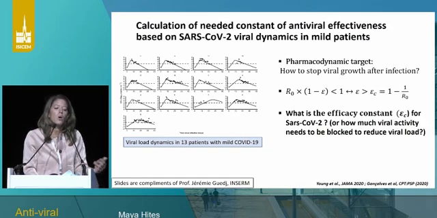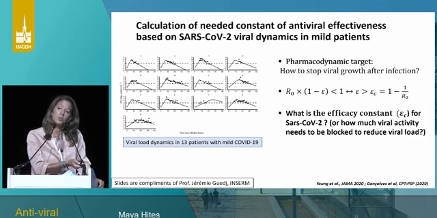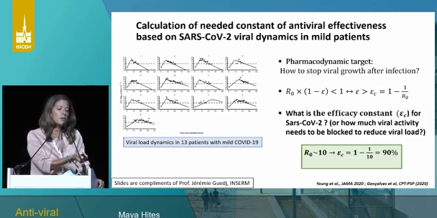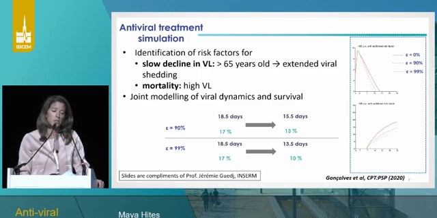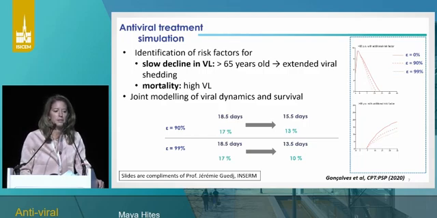In other words, what would be the efficacy constant for SARS-CoV-2, or how much viral activity needs to be blocked to really reduce viral load? What they found was that the efficacy constant should really be 90%. So it's a pretty strong antiviral treatment that we need. Furthermore, the scientists also looked for different risk factors. Risk factors for showing slow decline in viral load, and patients above 65 years old were identified. And for mortality, high viral load was identified.